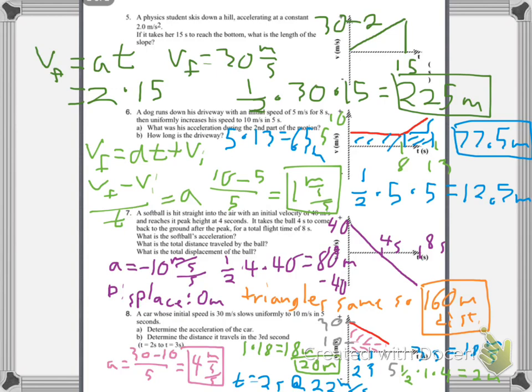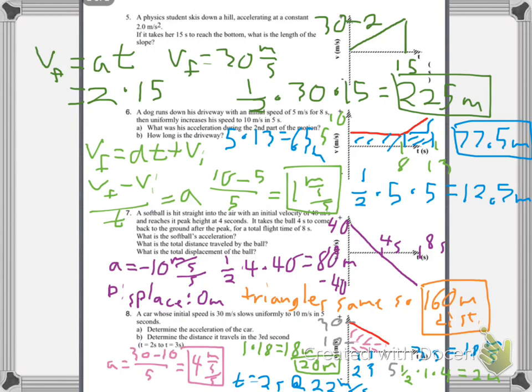And then for that little triangle, we have 1/2 base times height. We have 1/2 times a base of 5 seconds, because 13 minus 8 is 5, times 5 meters per second, because our height is 10 minus 5, for 12.5 meters in the triangle, and a total length of the driveway of 77.5 meters.